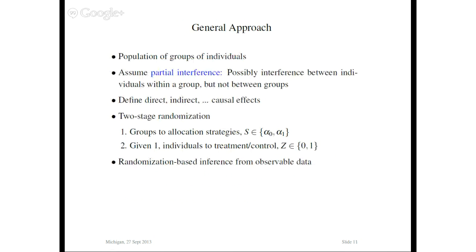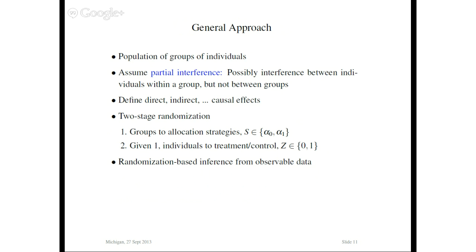Okay, so when we started to think about this problem, we tried to keep things as simple as possible and sort of think about the ideal situation. And so we thought the simplest approach would be to assume that you could partition individuals into groups where within groups there might be interference, but there's no interference across groups. So if two individuals are in different groups, they're not interfering with each other. We call that partial interference. And for almost the rest of the talk, almost entirely, we'll assume that there's partial interference.